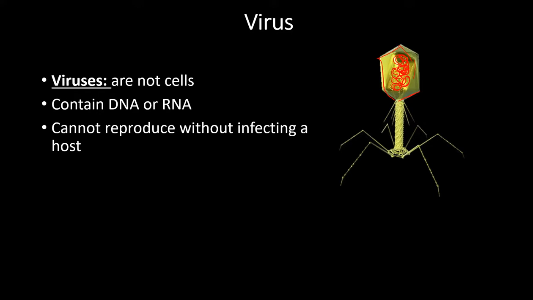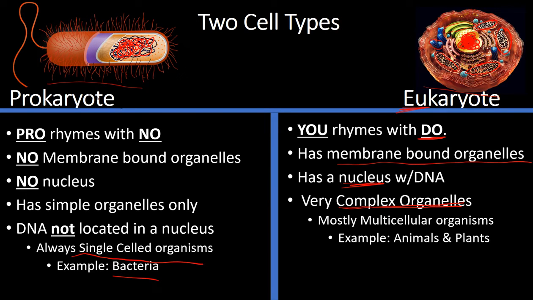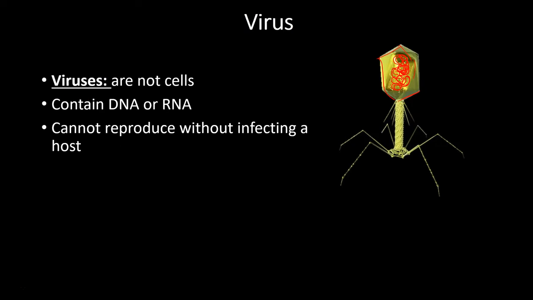Now, why aren't they considered living things? In order for a virus to replicate, to make more copies of itself, it has to infect a host. Viruses can't reproduce on their own. They have to infect something. If I go back to the prokaryote and the eukaryote, each of these cell types has machinery inside of them, these little ribosomes. And over here in the eukaryote, they have little machines inside of them that help replicate and help with cell division. A virus cannot do that on its own.